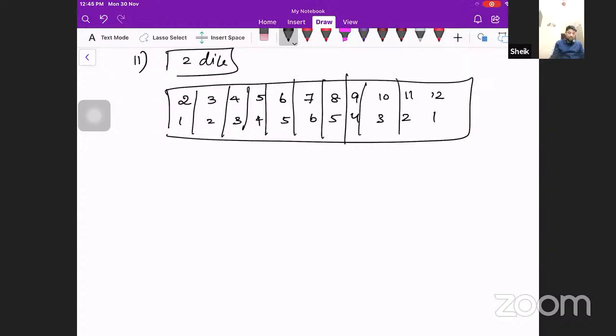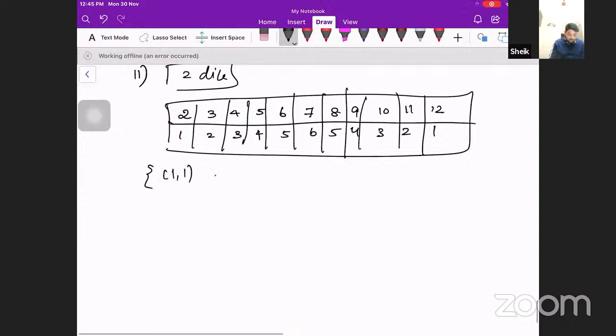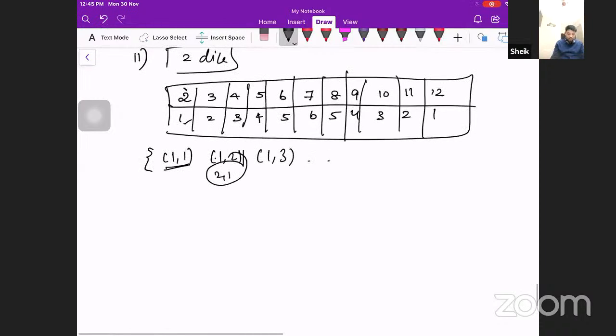For 2 dice, if you can remember this table, it will be very useful to you: 1, 2, 3, 4, 5, 6, and 5, 4, 3, 2, 1. Now look at this. Sum is 2: only 1, 1 is possible, therefore 1. Sum is 3: the possibilities are 1, 2 and 2, 1. These two are the possibilities. Same way, sum is 4, sum is 5.